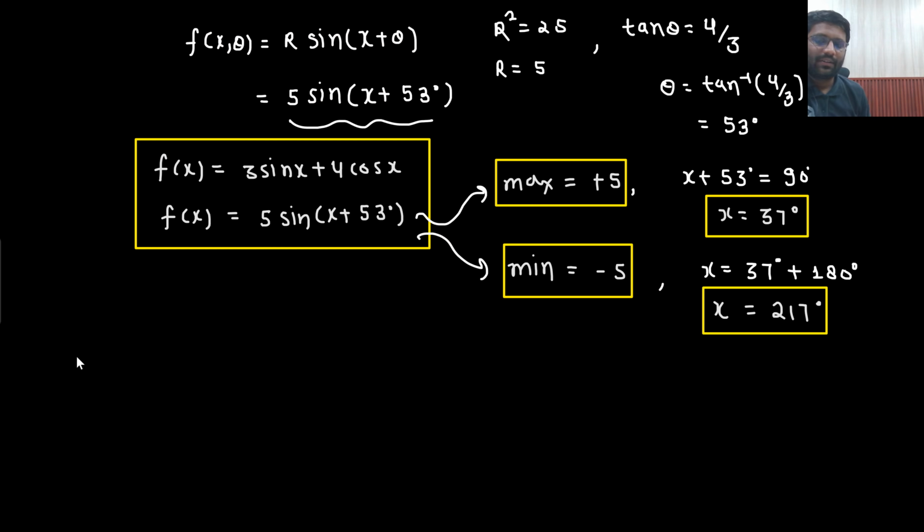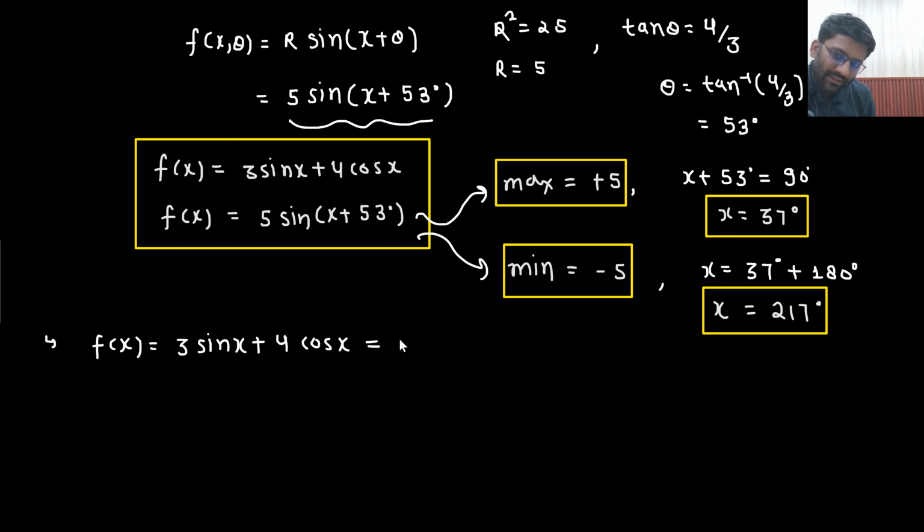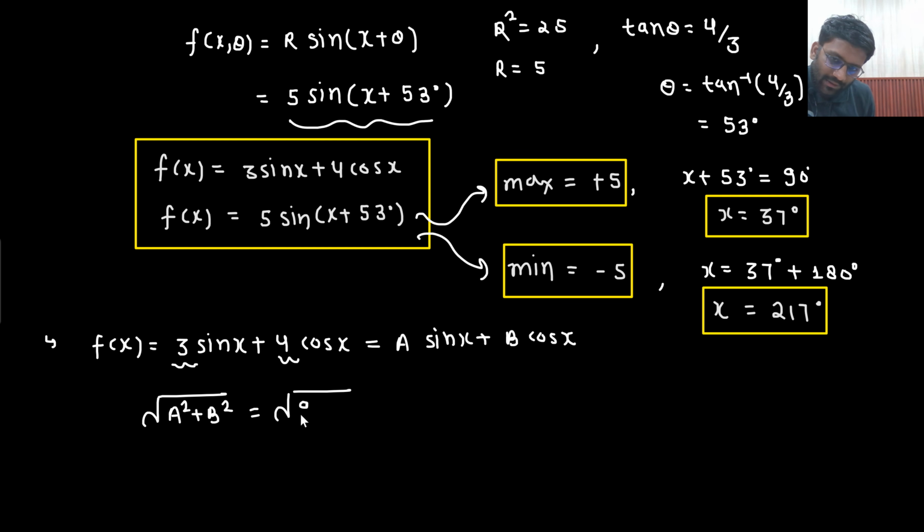Now what is the other way? Other way would be this. Our f(x) equals 3 sin x plus 4 cos x is given. So just treat this as a sin x plus b cos x. Now get the value of a, get the value of b, and take under root a square plus b square. What are you getting? Under root 3 square plus 4 square. What answer are you getting? 5. So this function f(x) would be between minus 5 to plus 5.